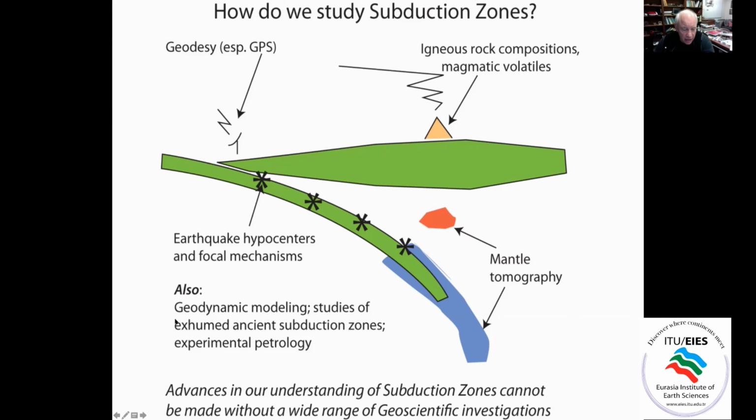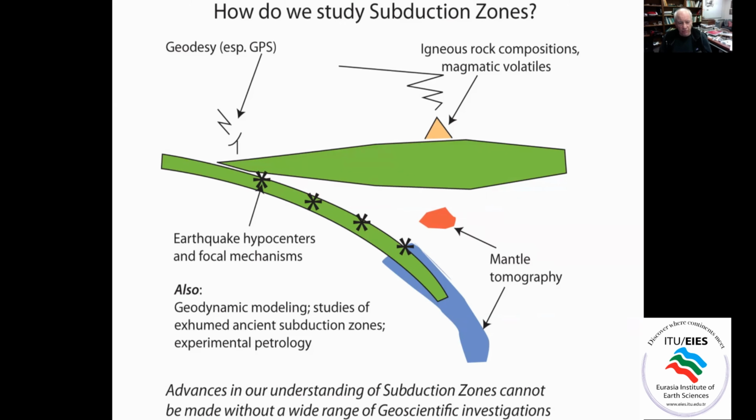So in addition, we need things like numerical geodynamic modeling. We need studies of exhumed ancient subduction zones, blueschists, eclogites, and experimental petrology. So we can't really make advances in our understanding of subduction zones without a wide range of geoscientific investigations. And there'll be more in the future.